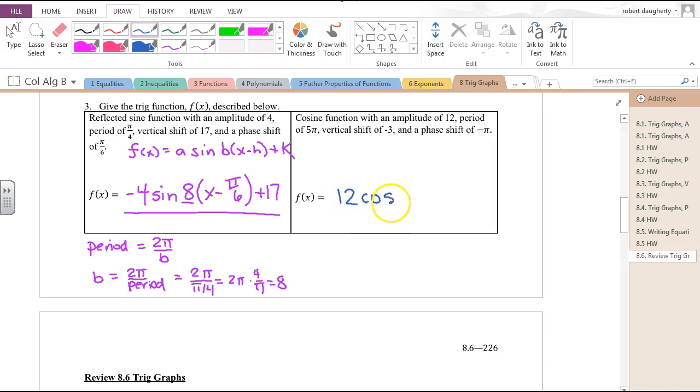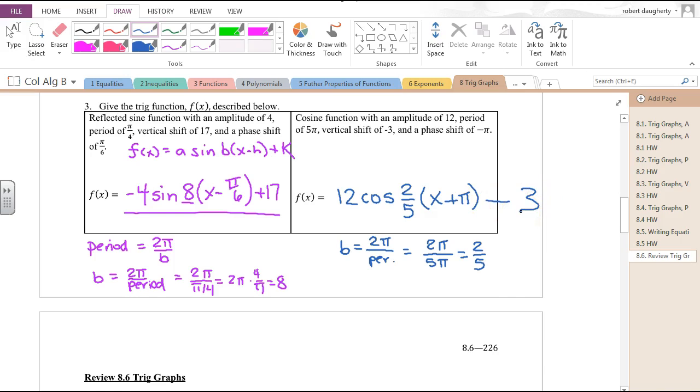So that's 12 times the cosine. And it has a period of 5 pi. So that means that b is 2 pi divided by the period. So that's 2 pi divided by 5 pi, which is just 2/5. So this is 12 times a cosine of 2/5. A shift of negative pi, so that's shifted to the left. So x plus pi, and then it has a vertical shift of -3.